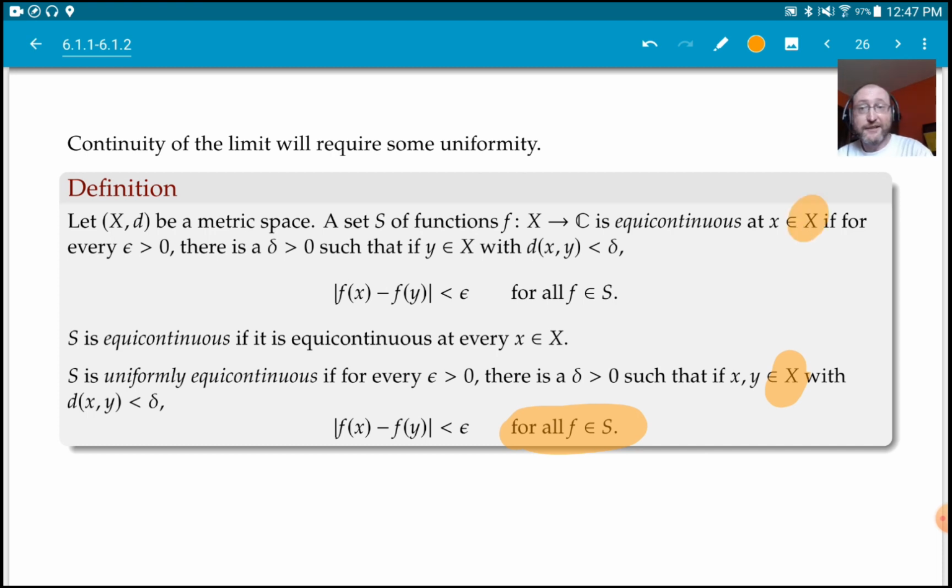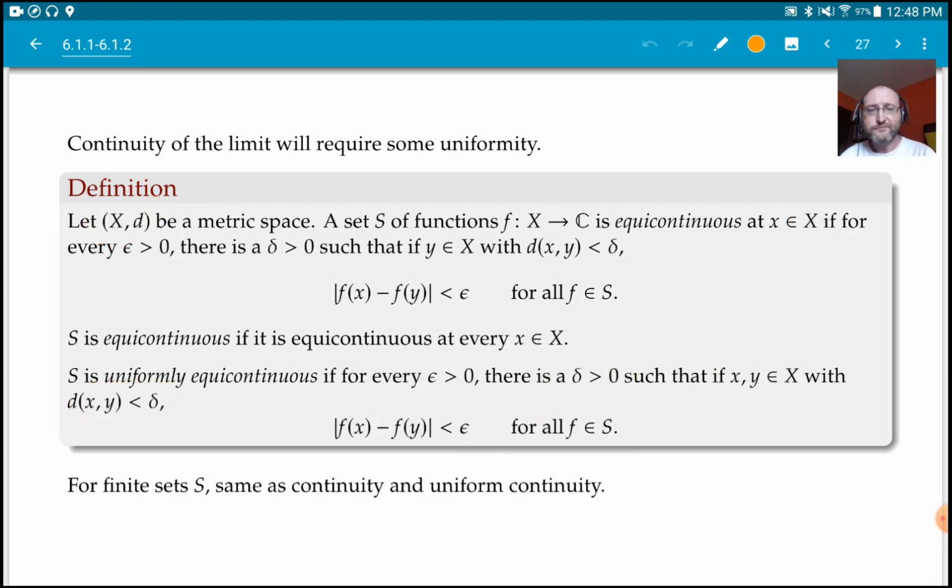On capital X, on this metric space, it's uniformly equicontinuous if for every epsilon there exists a delta, so delta only depends on epsilon, such that if you have x and y, two points in this metric space that are within delta of each other, then f of x is within epsilon of f of y, and this is supposed to hold for all f in S. So uniformly equicontinuous means that the continuity is uniform over both the domain and the functions, basically.